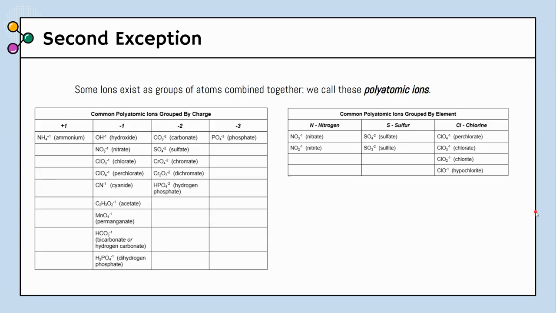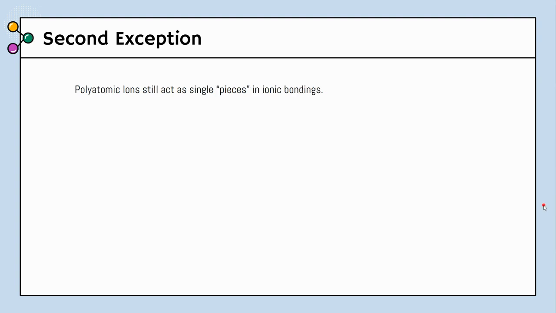Also, know that some ions exist as groups of atoms, and we call these polyatomic ions. This chart is on your resource page, and it just lists the groups of atoms that act like an ion. So, for instance, we can see right up here nitrate, NO3 -1. That means 1 nitrogen and 3 oxygens paired together. That acts like an anion with a -1 charge, and we call that nitrate. There are some patterns on here that we'll go through in a later lesson.